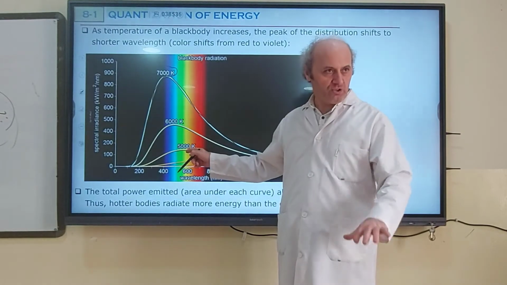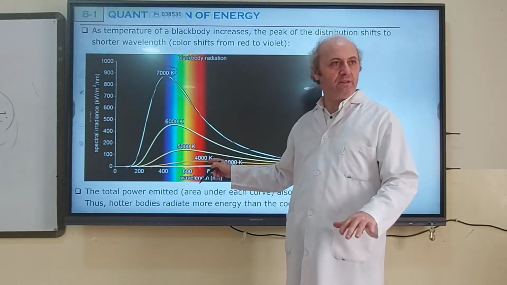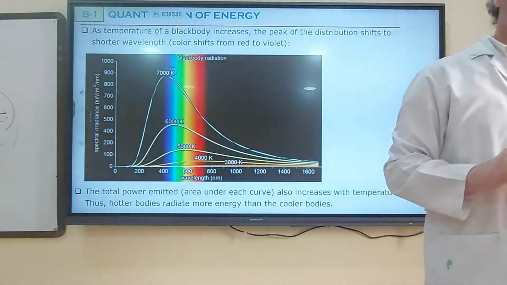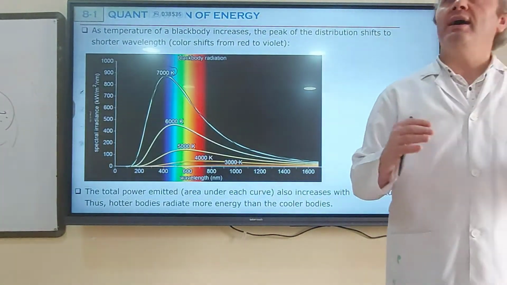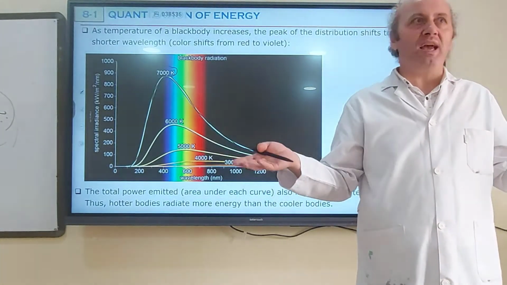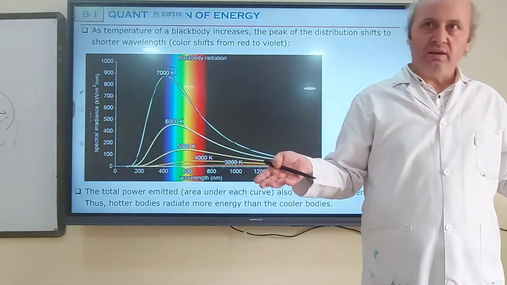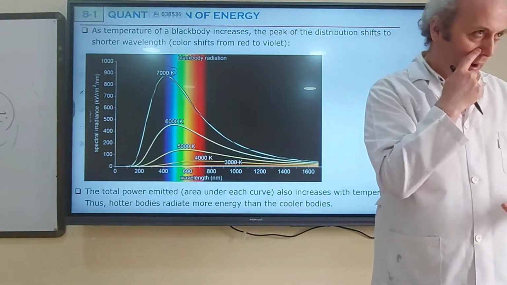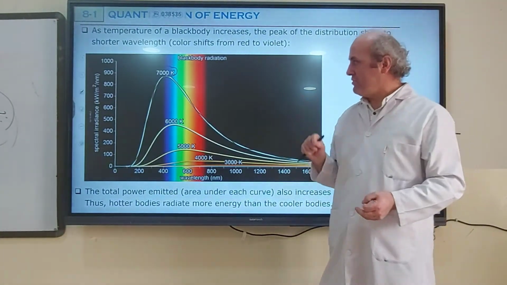5,000 Kelvin, much smaller. 4,000 Kelvin, much smaller still. That is, as temperature decreases, power of the radiation decreases, or vice versa. As the temperature of the black body increases, the power of the radiation increases. This is what we see in our daily life. If you heat an object, of course, it starts emitting more power. One more thing also changes.